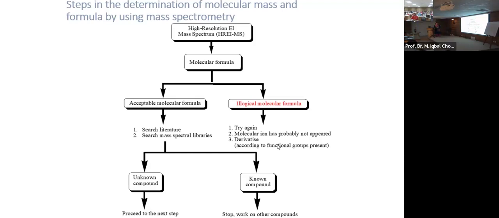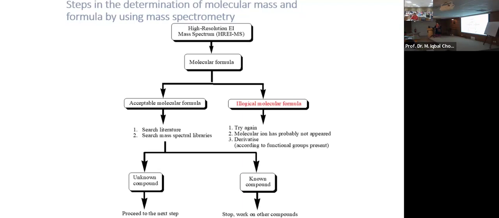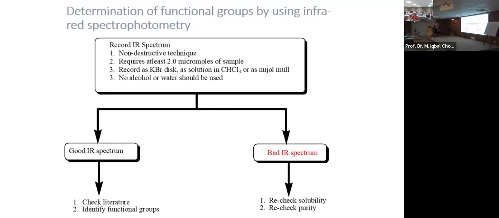And if you get the acceptable molecular formula, logical mass, then you need to search the literature to see if it is a known compound or unknown compound. If it is a known compound and your mass fragmentation pattern is already known, then there is no need to proceed further. You can just report based on the mass, because the fragmentation pattern is very, very clear for each molecule. And for unknown compounds, you can definitely proceed further.